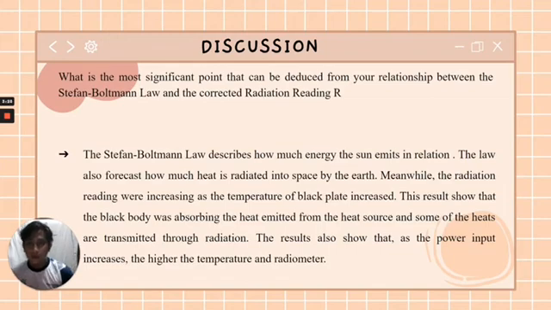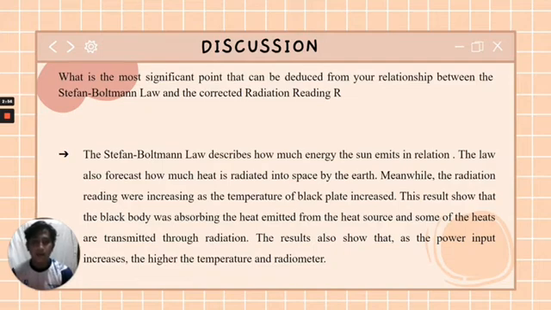Discussion number 2 is what is the most significant point that can be deduced from a relationship between the Stefan-Boltzmann law and the collection radiation reading R. The Stefan-Boltzmann law describes how much energy the sun emits in relation to its temperature. The law also forecasts how much heat is radiated into space by the Earth.